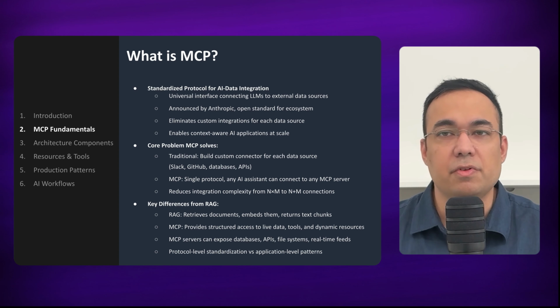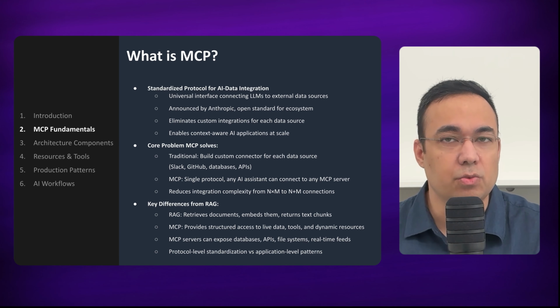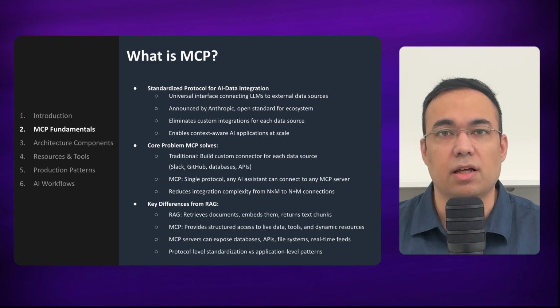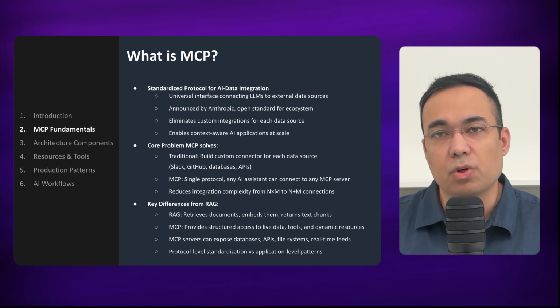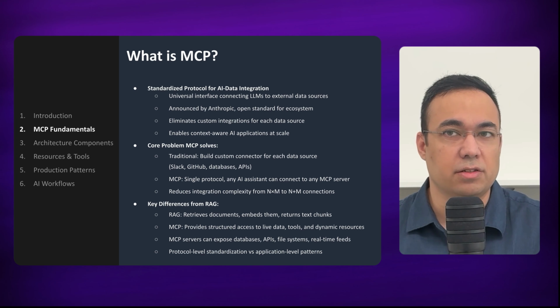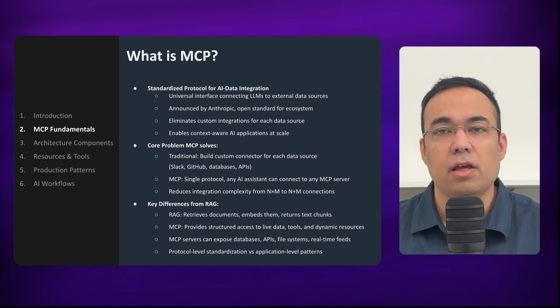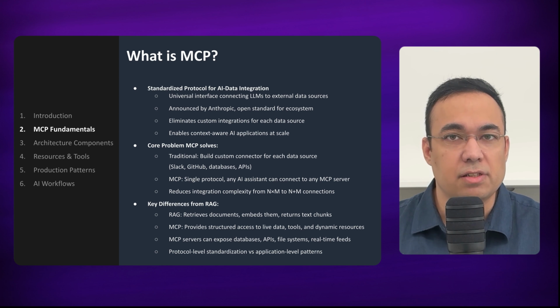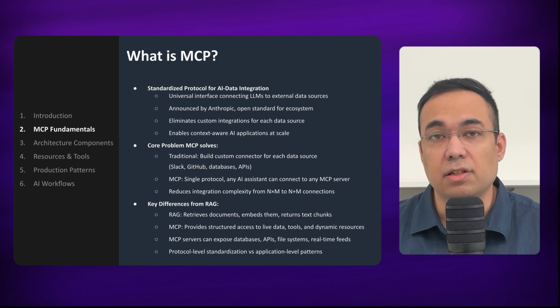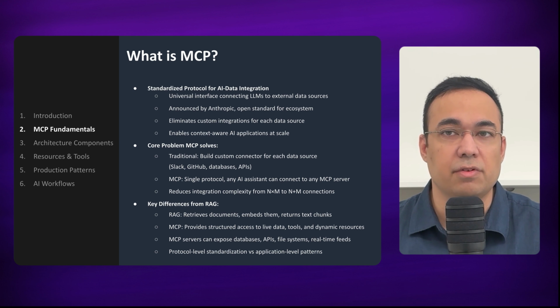Now, the key difference between MCP and RAG is that RAG retrieves documents, embeds them into vectors, and returns the text chunks to the large language model. It's focused on semantic search over document collections. However, MCP provides structured access to live data, tools, and dynamic resources. MCP servers can expose databases with live records, APIs with real-time information, file systems, and event streams.